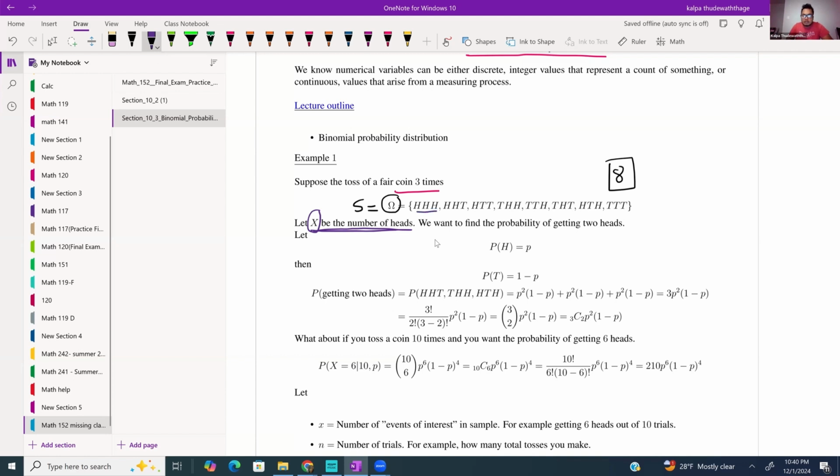It's called a random variable because the number of heads can change depending on each event. Here the number of heads is 3. Here the number of heads is 1. So each event gives you a number, which is the number of heads. So it's like a function. If you put an event into the random variable function, it counts how many heads you have.